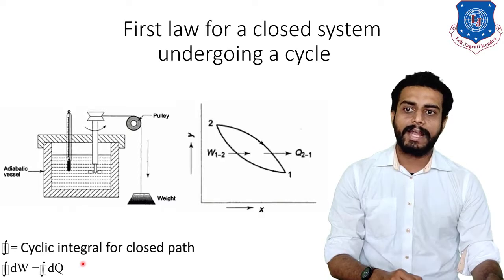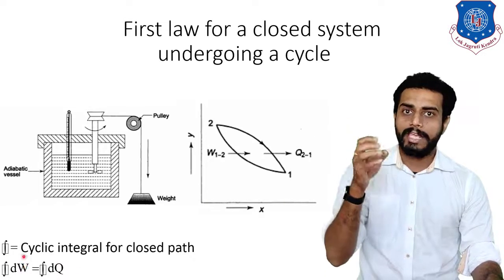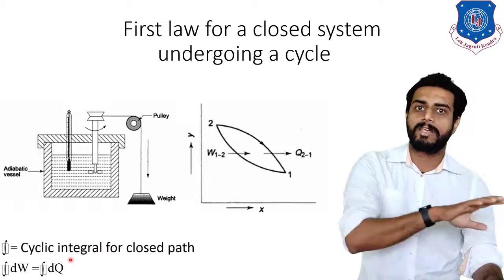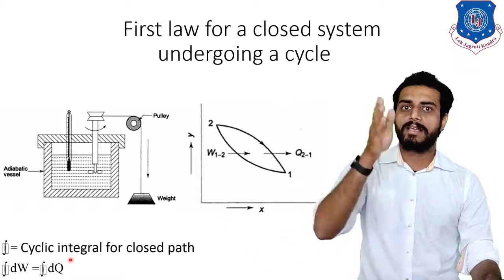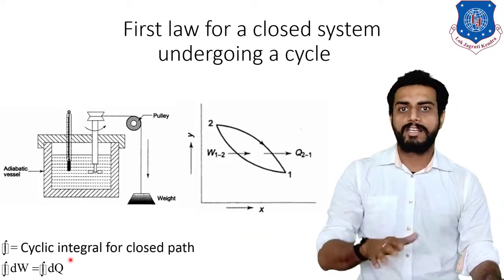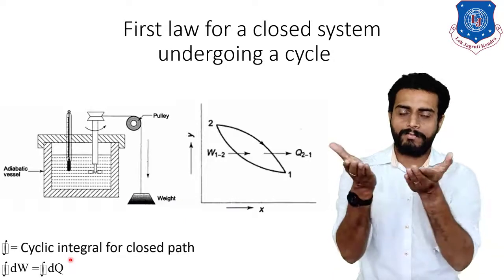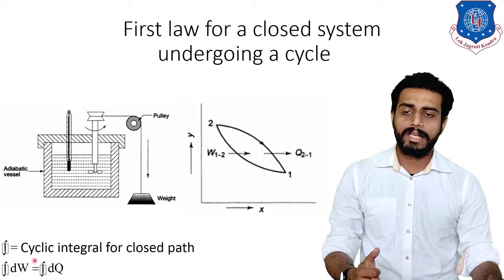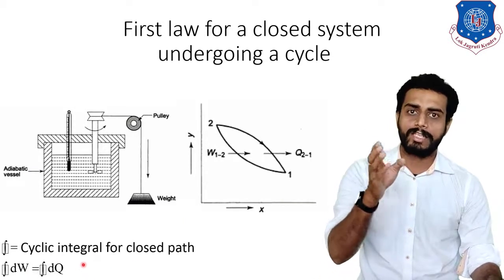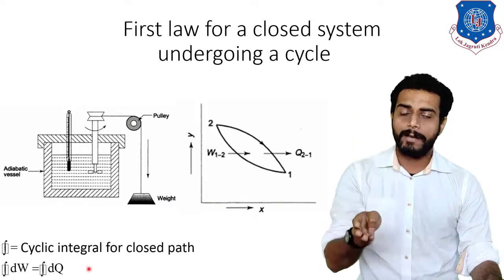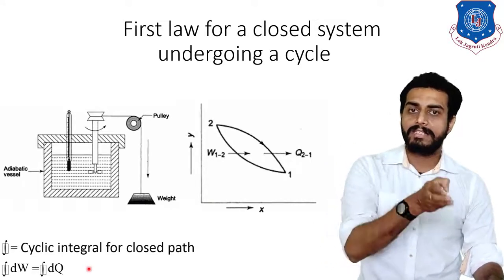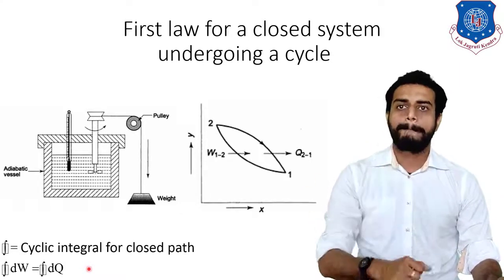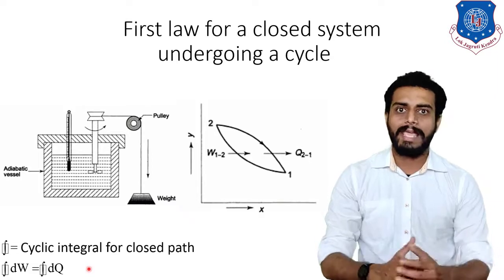So I can write that whatever amount of work we have imparted to the system, that same amount of heat is rejected by the system, and by doing so, the system has again gained the initial position. That is the meaning of this. If you understand it more thoroughly, the meaning of this equation is nothing but that your system has identical initial and final states. That is how you can appreciate this first law for a closed system undergoing a cycle.